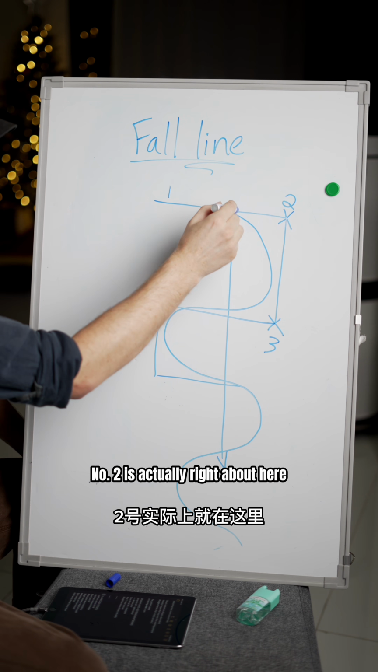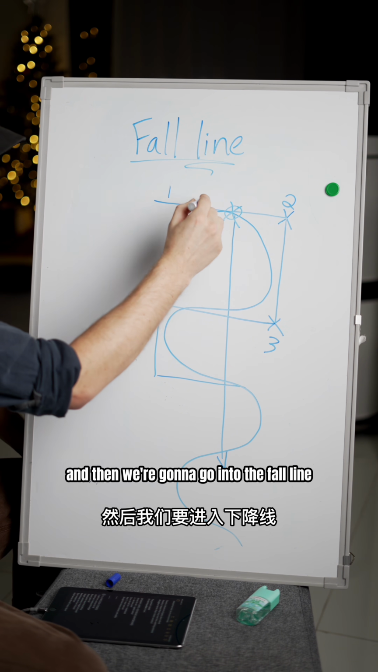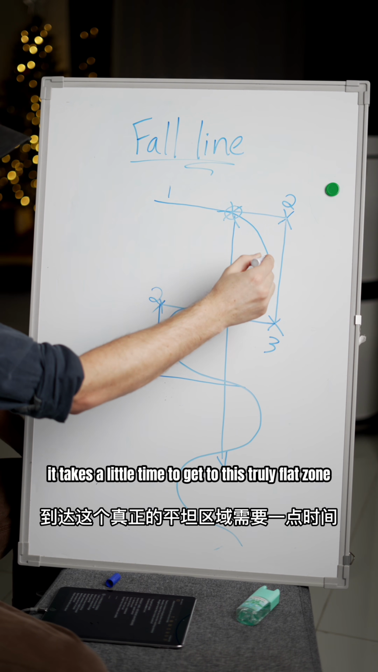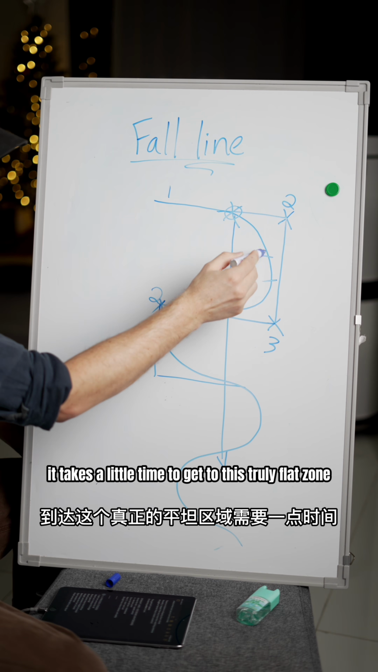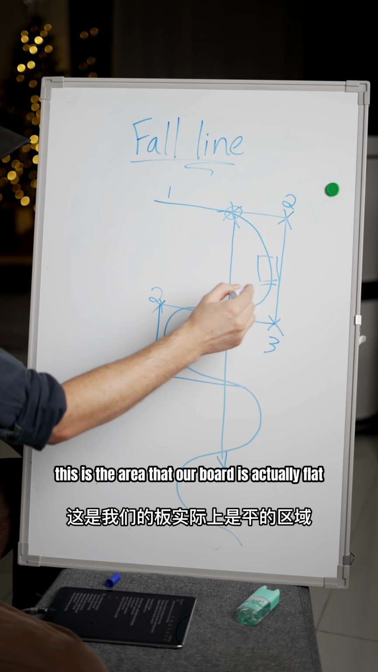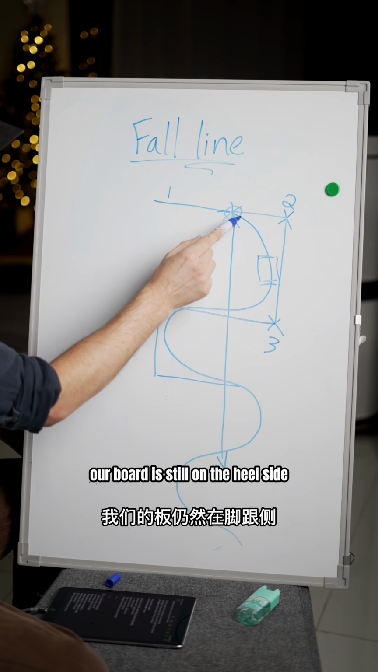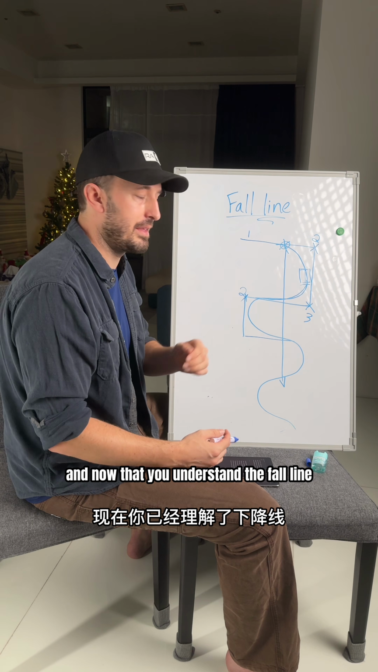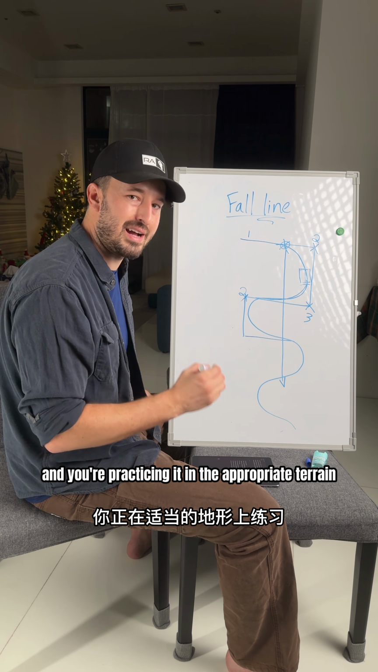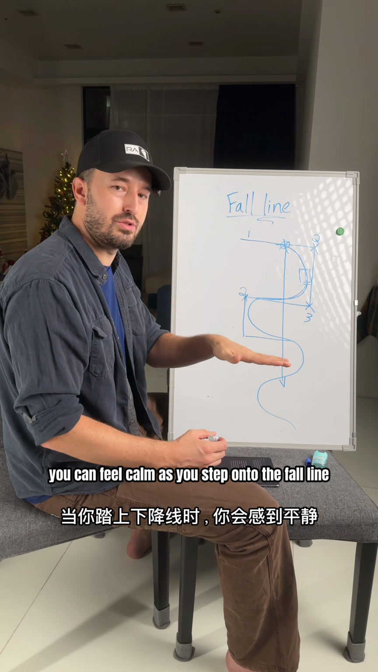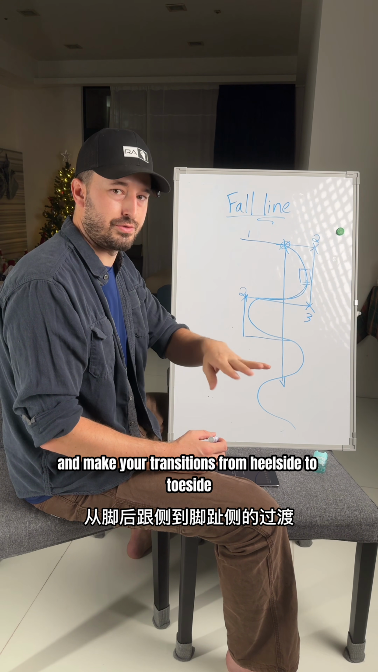Number 2 is actually right about here. And then we're gonna go into the fall line. You can see that it takes a little time to get to this truly flat zone right here. This is the area that our board is actually flat because from here to here, our board is still on the heel side. And now that you understand the fall line and you're practicing it in the appropriate terrain, you can feel calm as you step onto the fall line and make your transitions from heel side to toe side.